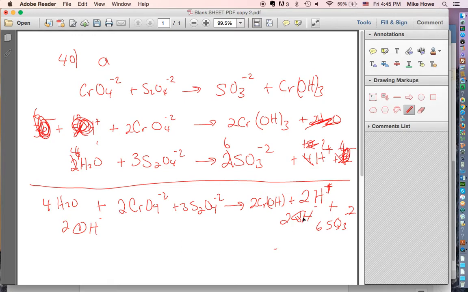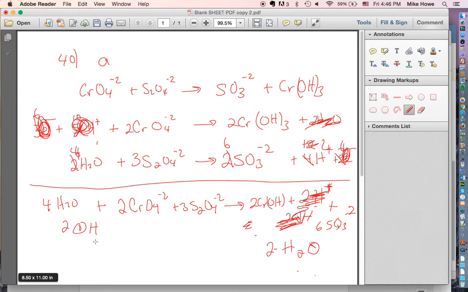Okay, these 2 on this side turn into water. See that 2 H pluses and the 2 OHs right there? They turn into water. So we're going to turn that into 2 water molecules. So 2 H2Os. All right, there we go, finally.